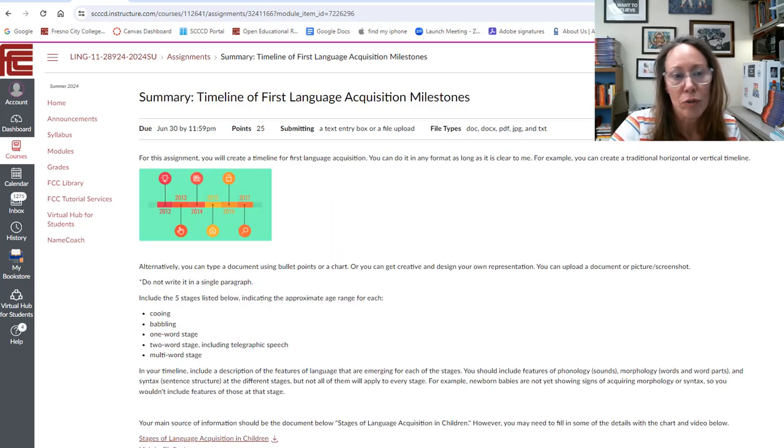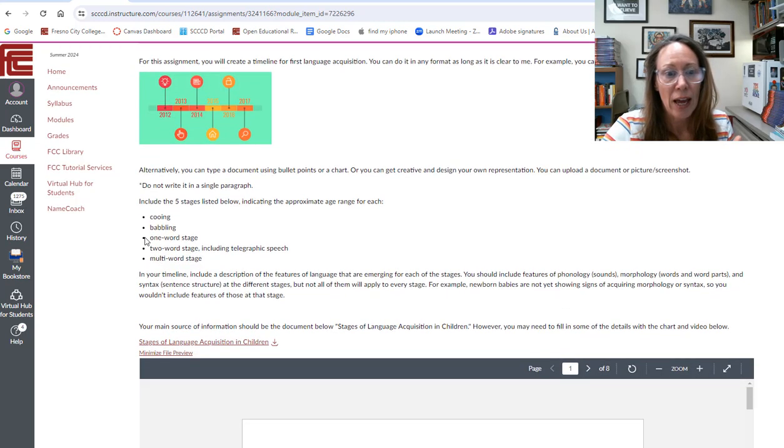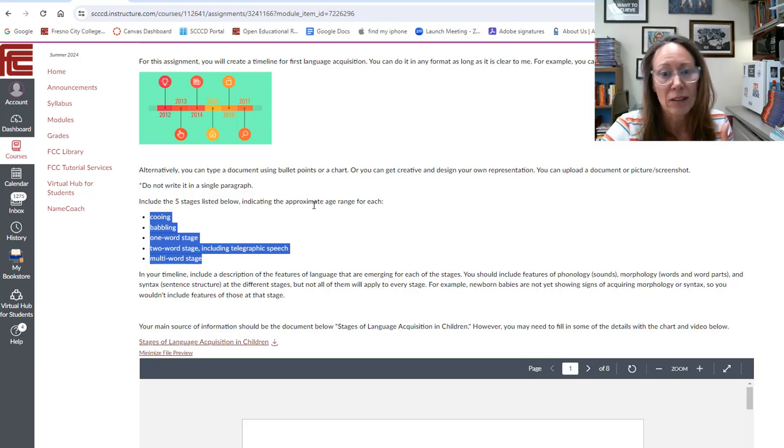Then we're going to move into first language acquisition. And so what I'd like you to do is to get the information about the different steps and stages that babies go through when they're acquiring their first language. And these are the names of the 5 different stages that I'd like you to use. And what I want you to do is use the materials that I have listed here to indicate the approximate age range for each of these, and then what exactly happens in each of the stages.